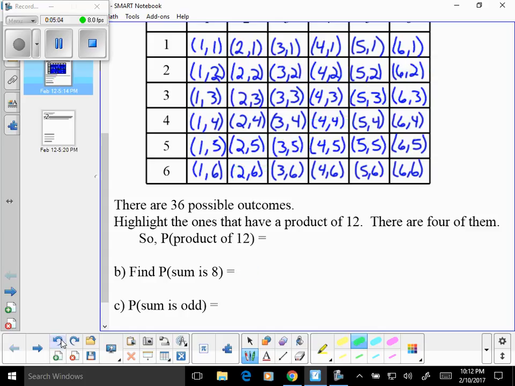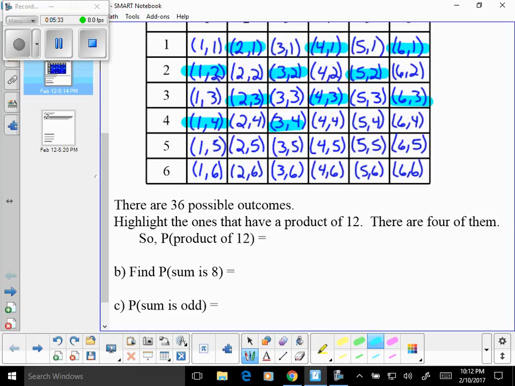Now I'm going to find where the sum is an odd number. This one takes a little longer because you literally have to add almost every one. 2 plus 1 is 3, 4 plus 1 is 5, 6 plus 1 is 7. 1 plus 2 is 3, 3 plus 2 is 5, 5 plus 2 is 7. 2 plus 3, 4 plus 3, 6 plus 3. You see a pattern here?